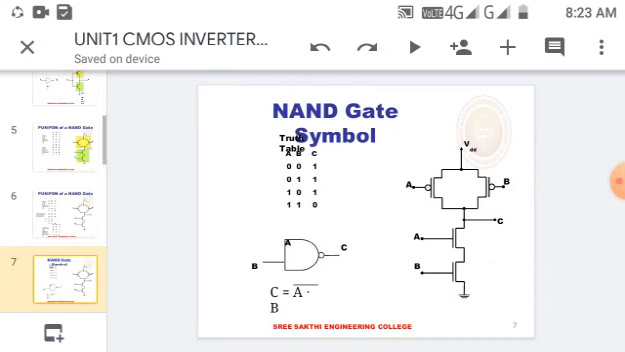So this is the NAND gate symbol. You can compare it with the logic gate. The truth table is shown in the above figure.